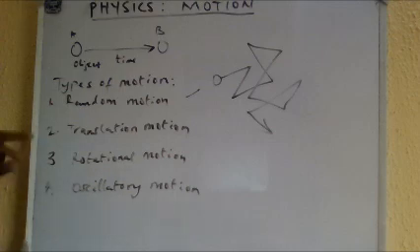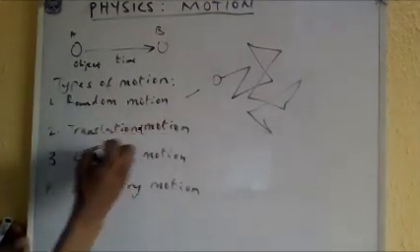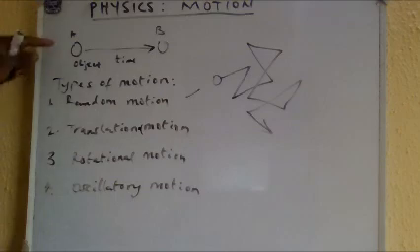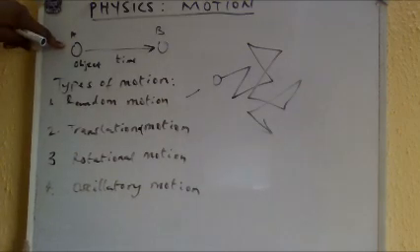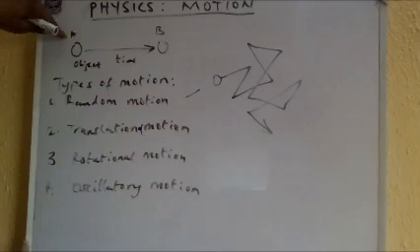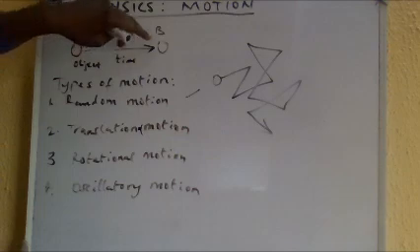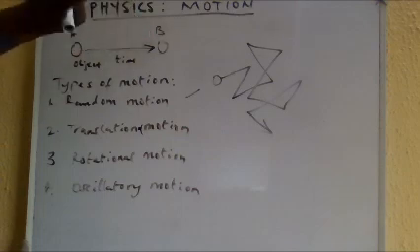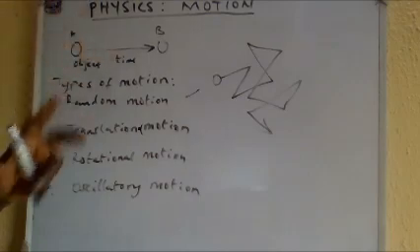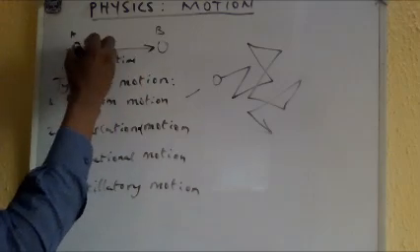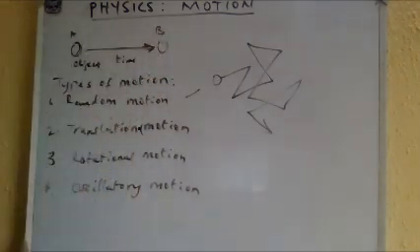Translational motion, on the other hand, is the motion of a body from one spot to another in a linear form, like this one, for instance. It moves from one point to another. So when a rigid body moves from point A to another point, point B, without rotating, without spinning, it just goes on a straight line. This is translational motion.